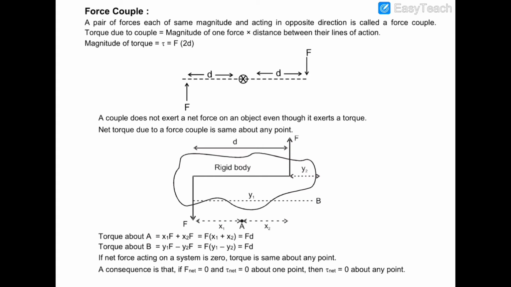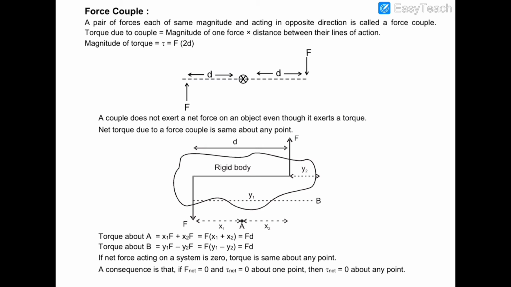Now torque about A would be equal to F into x1 plus F into x2. So torque about A would be F into (x1 plus x2). Now x1 plus x2 is equal to d, and therefore torque about A would be equal to F into d. Now torque about B would be equal to F into y2 plus F into y1.